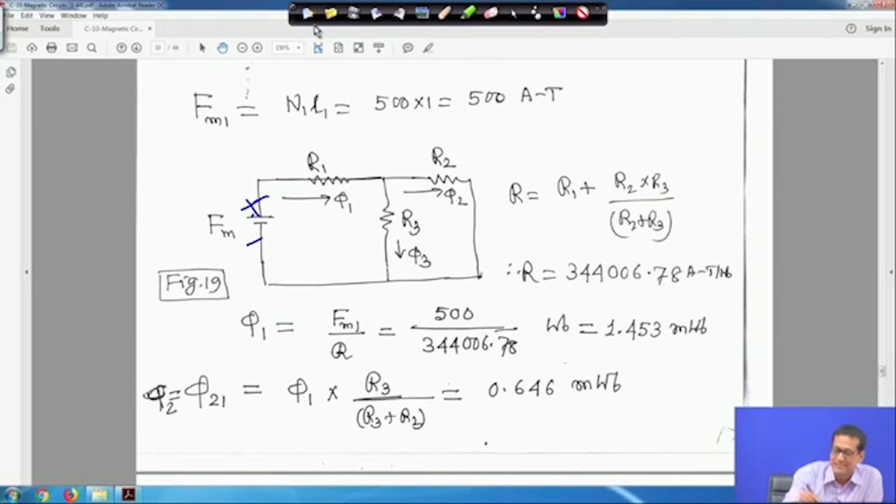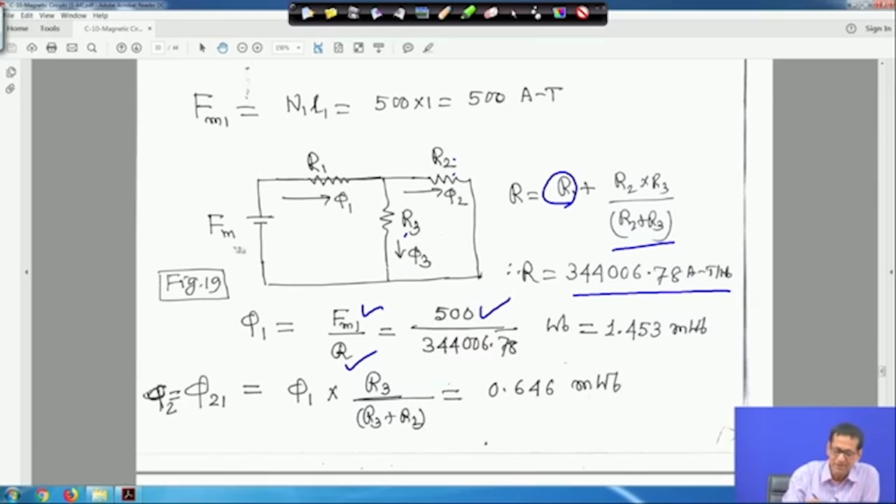And same as resistance, you simply calculate the series-parallel combination. So, its reluctance will be equivalent to R1 plus, these two are in parallel, R2 into R3 by R2 plus R3. With that you will get the reluctance of the complete circuit, in ampere turns per Weber. Therefore, phi 1, that is due to the current I1, you will get FM1 by reluctance.